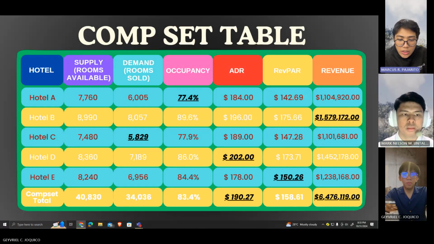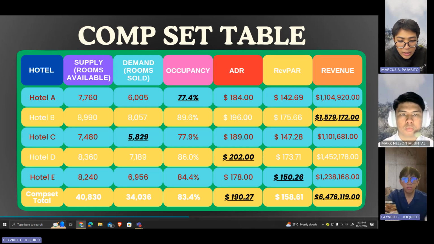In this section, we're tasked with calculating specific metrics for our analysis. As we can see, Hotel C rooms sold. The number of rooms sold for Hotel C in January is calculated by dividing its revenue, 1,101,681, by its ADR, $189, resulting in 5,829 rooms sold. This indicates Hotel C's ability to meet market demand.